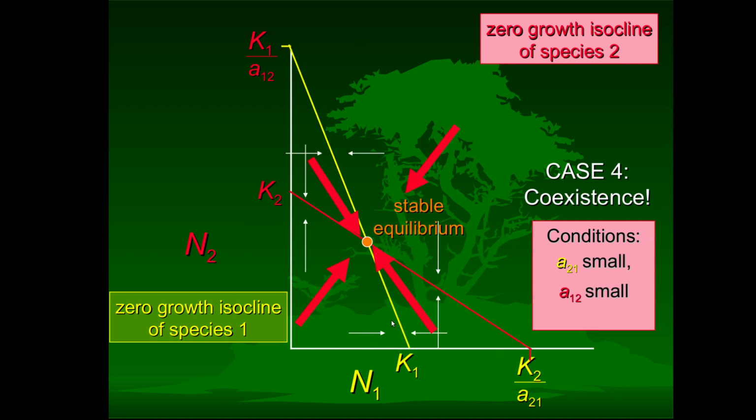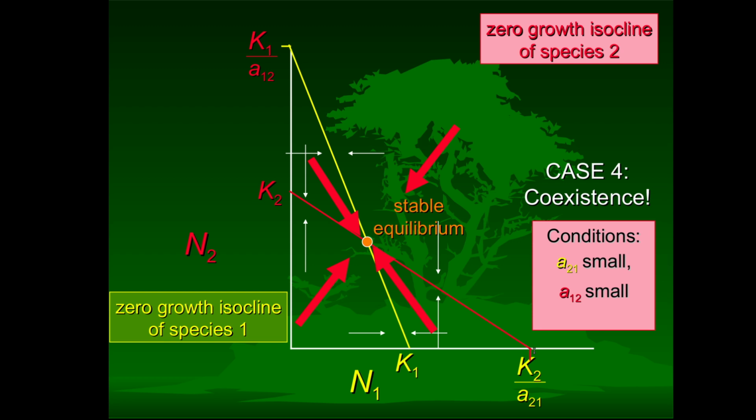All right, case four is coexistence. This occurs when both competition coefficients are small, so neither one is a strong competitor. And in this case, the two isoclines cross such that both carrying capacities are below both shutout levels, so neither species can increase to its shutout level and eliminate the other species.